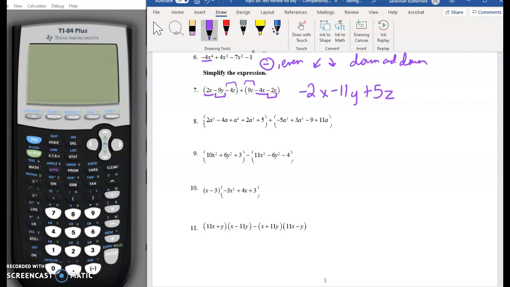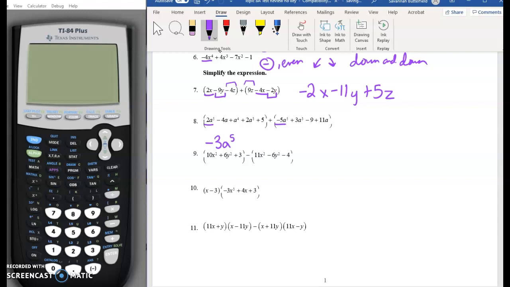Looking at number 8, this is also an addition problem. So again, I'm just going to find my like terms, and we're just going to combine them. The largest exponent I see is a to the 5th, so we'll start there. So 2a to the 5th and negative 5a to the 5th, that is going to be negative 3a to the 5th.